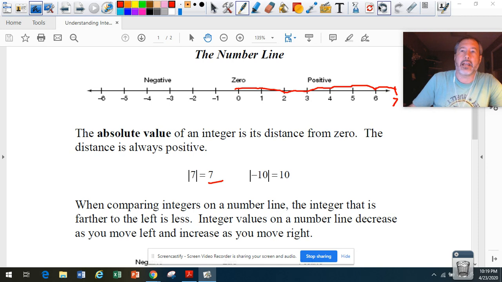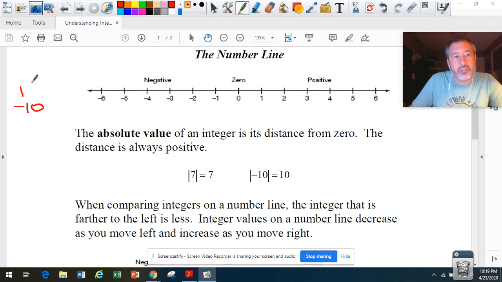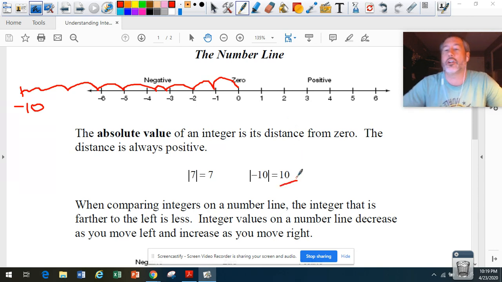Not too bad. Let's look at this one. Negative 10 is way out here, so I have to see how far away negative 10 is from 0. So 1, 2, 3, 4, 5, 6, 7, 8, 9, 10. It's a distance of 10 units away, so it's always positive, so it's going to be positive 10. So the absolute value of negative 10 is positive 10. The absolute value of 7 is positive 7. So as you can see here, your answer is going to be positive.